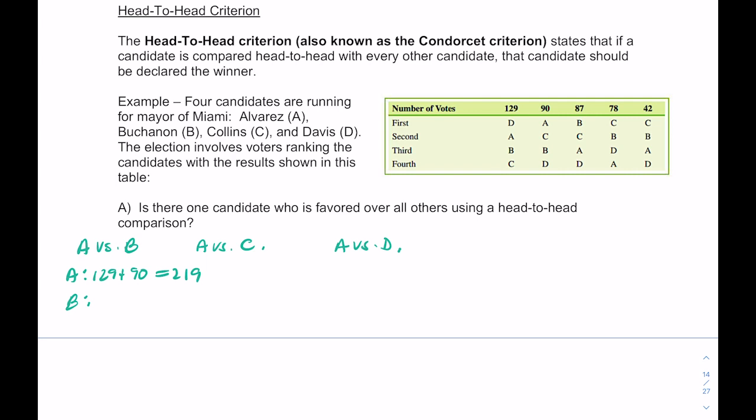So I know that if I was to add these numbers, let's see, 129 plus 90 plus 87 plus 78 plus 42, this adds up to 426. So if I subtract 426 minus 219, I get 207. So here we can see that Alvarez won in that comparison, that head-to-head.